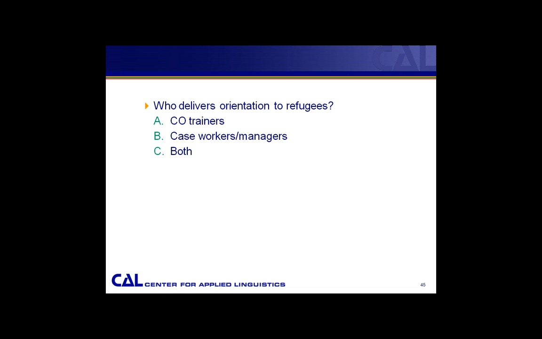So the first question, who delivers orientation to refugees? Is it CO trainers, orientation trainers? Is it caseworkers or case managers? Or is it both? So you can go ahead and type A, B, or C into the questions box.